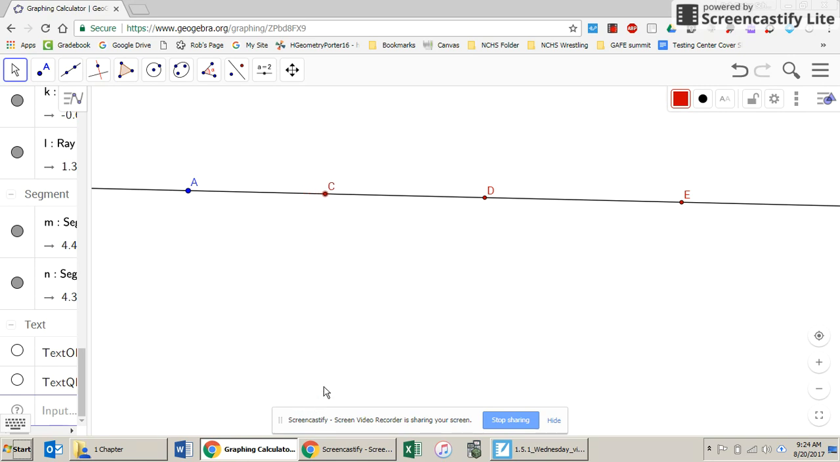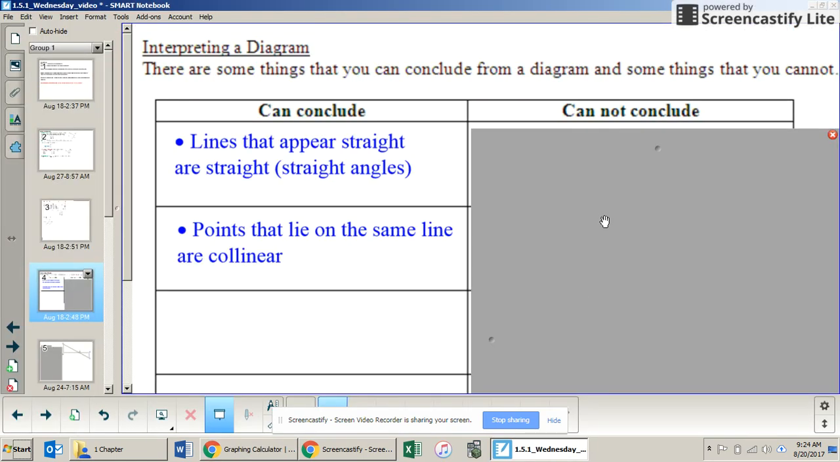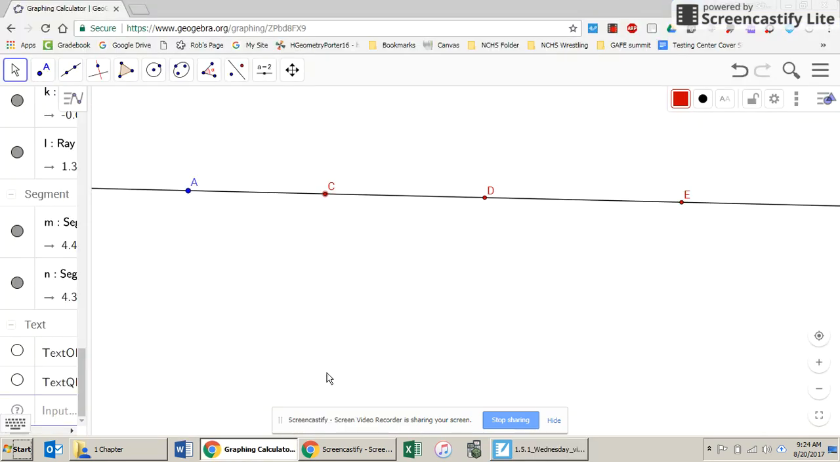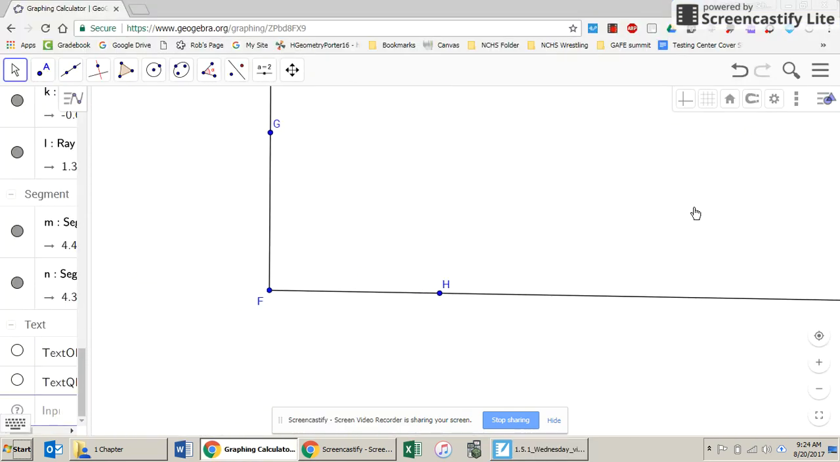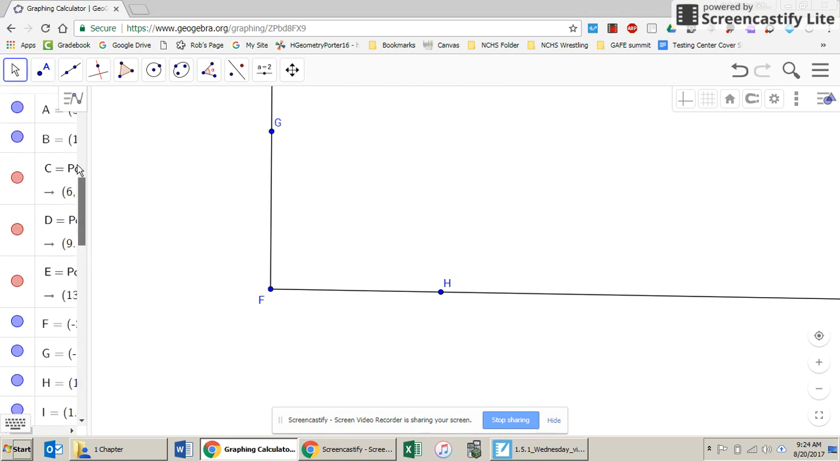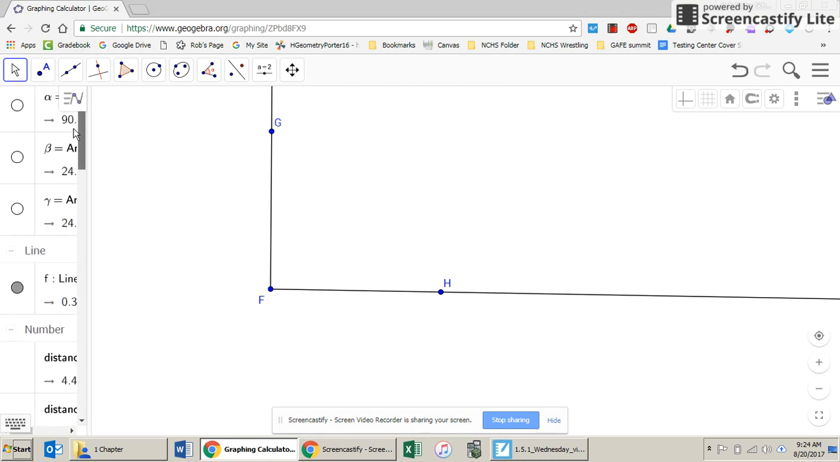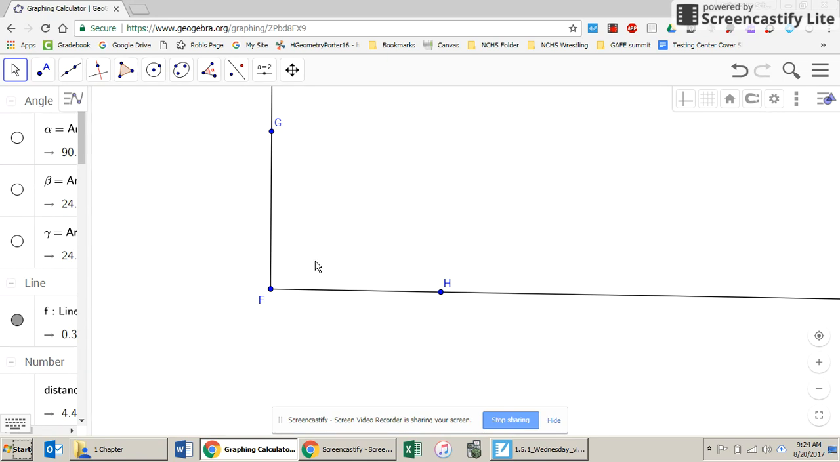Now, there are things that we cannot assume from a diagram. So let's take a look at some of those things. We cannot assume that just because an angle appears to be right, that it is right. So I have a little angle right here, and this looks like it's 90 degrees when you look at it. And you say, oh, that's a 90-degree angle right there.